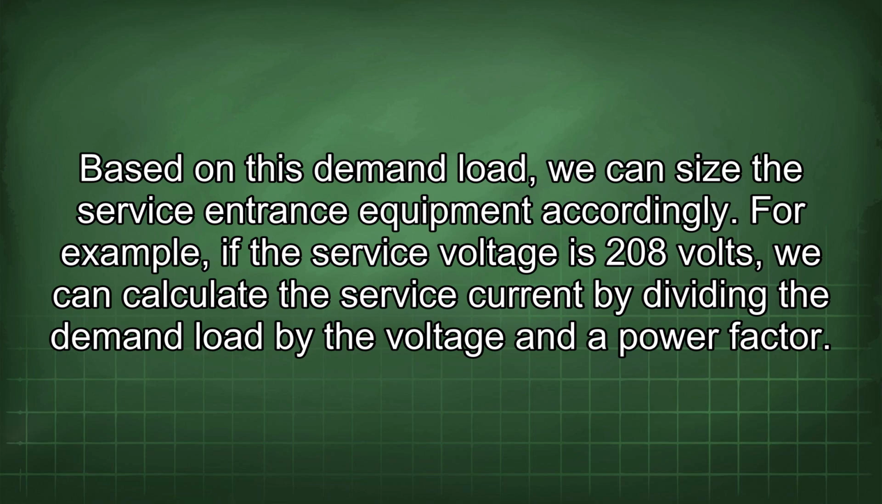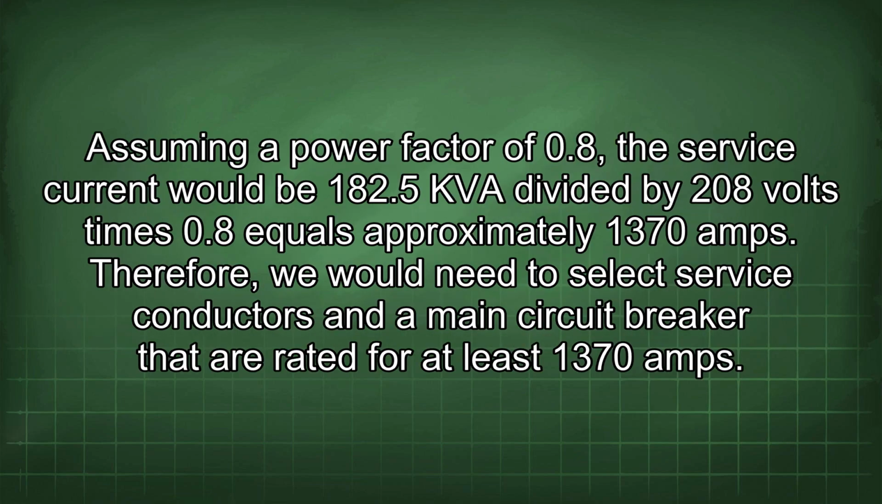For example, if the service voltage is 208 volts, we can calculate the service current by dividing the demand load by the voltage and a power factor. Assuming a power factor of 0.8, the service current would be 182.5 kVA divided by 208 volts times 0.8 equals approximately 1370 amps. Therefore, we would need to select service conductors and a main circuit breaker that are rated for at least 1370 amps.